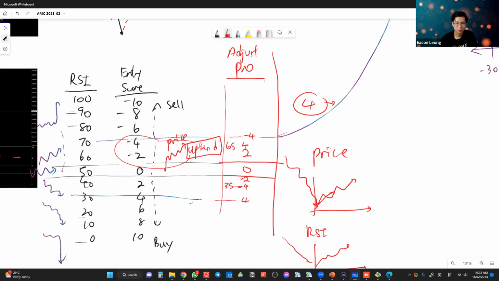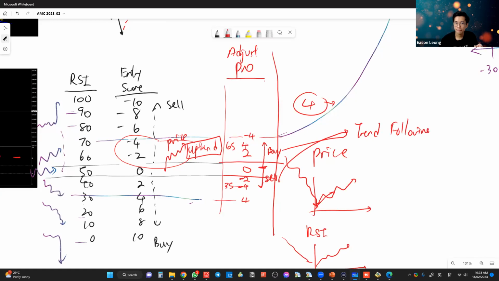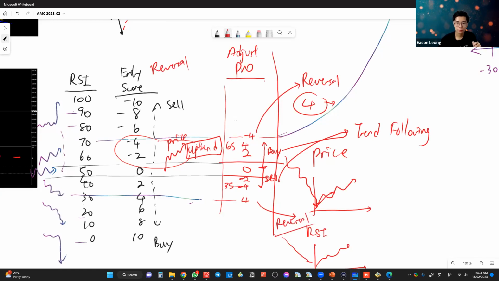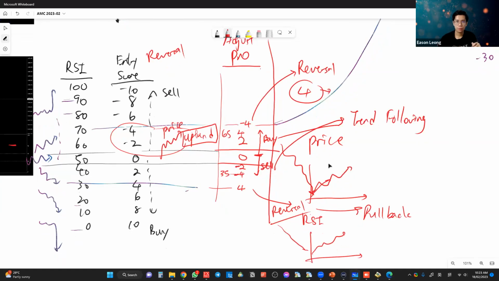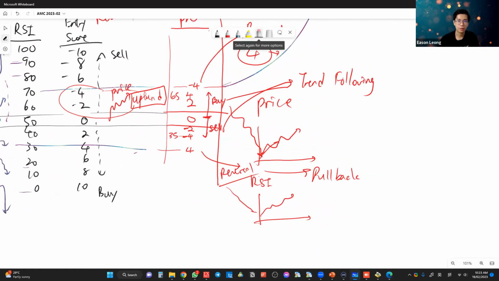So here is still a weak sell. Meaning that you allocate a certain region for buy and sell. This area is what we call trend following. This part is what we call mean reversal. The standard one is already the reversal, meaning you do it for the pullback market. So over here, this has already solved the problem of conflicting signals.